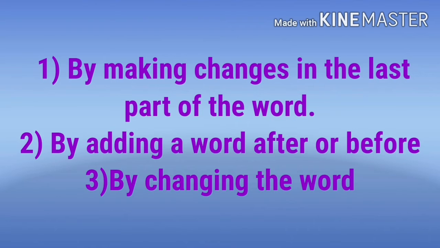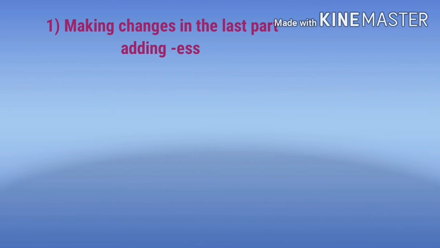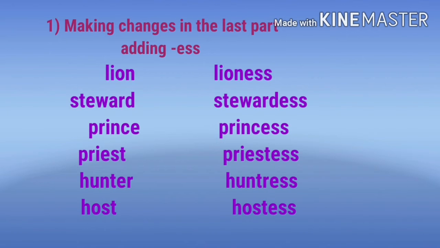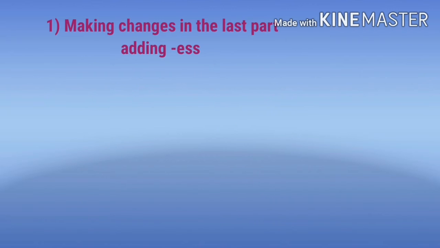Let's see the first method. Some feminine nouns are formed by simply adding ESS to the masculine. Let's see these examples. First one, lion, lioness. Steward, stewardess. Prince, princess. Priest, priestess. Hunter, huntress. Host, hostess.